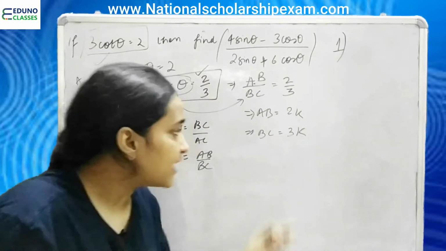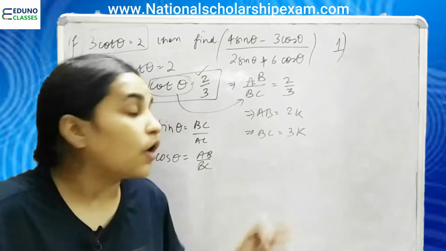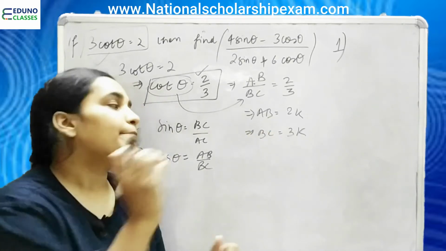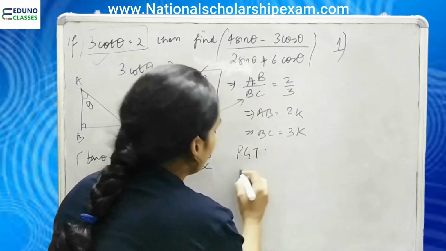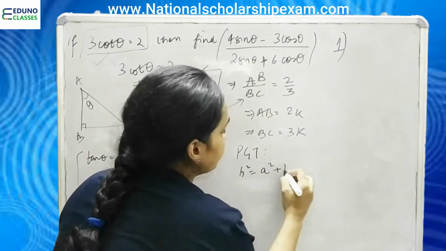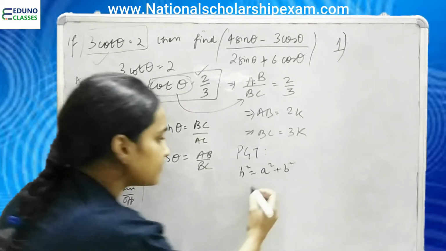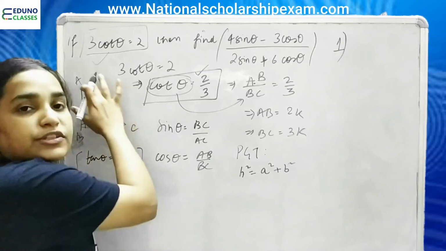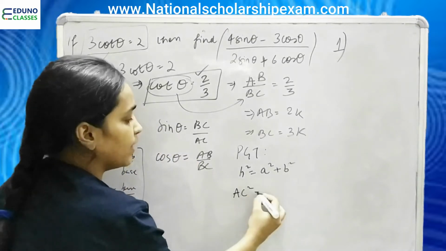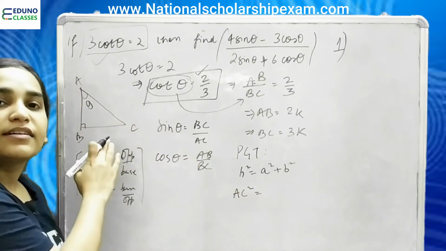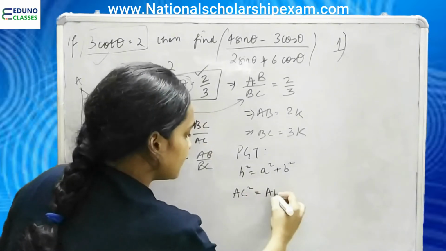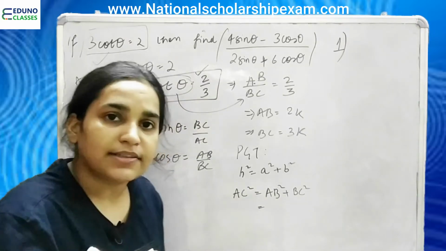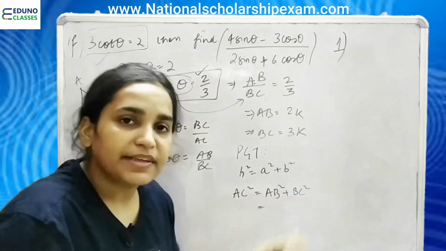In a triangle there are 3 sides. Two sides are given to you or you have found out, and then the third side would be found with the help of which formula? Pythagoras theorem. So, by PGT we know hypotenuse square is equal to the sum of squares of the other 2 sides. Fine. Here the hypotenuse, look at the triangle students, is AC. AC square is AB square plus BC square.